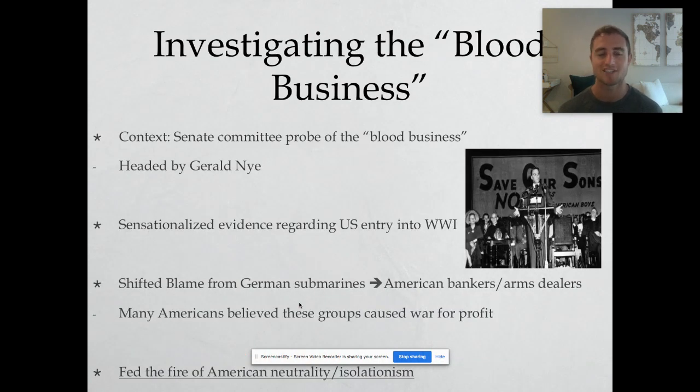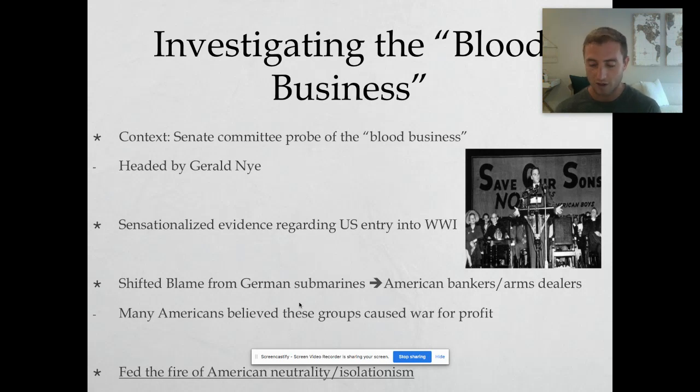Especially contributing to this is the Nye Committee. The Nye Committee was investigating why the U.S. entered World War I to begin with. They come out with evidence that one of the major reasons why the U.S. entered the war was because American bankers and arms dealers had loaned so much money to Britain and France. While that was a reason, of course, that wasn't the biggest reason. The biggest reason was German submarines sinking merchant ships that had Americans on them. But nonetheless, this is going to convince Americans that loaning money to other countries gets you into war.